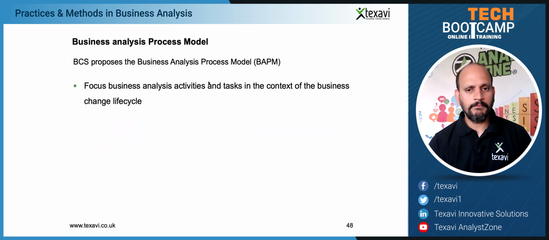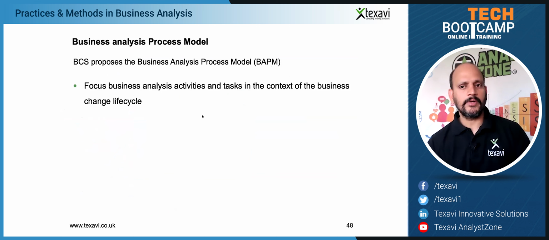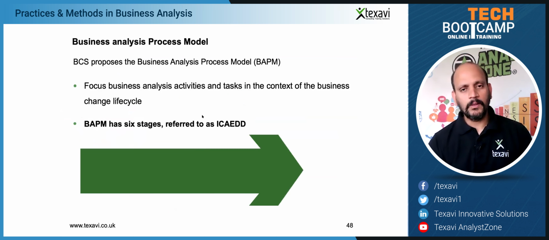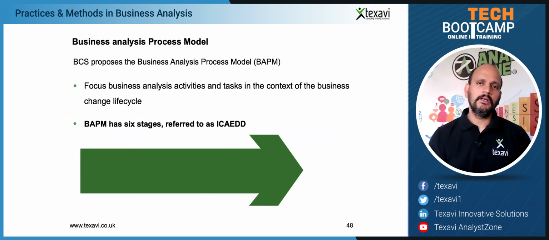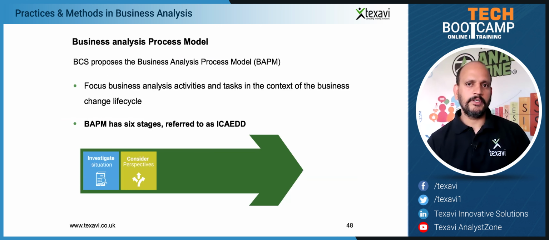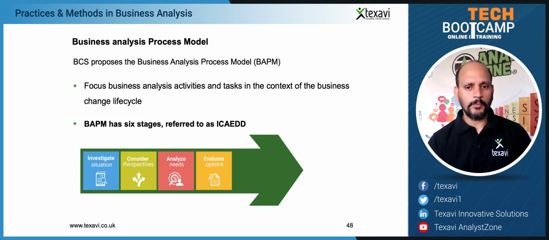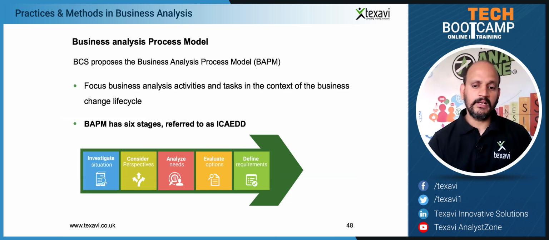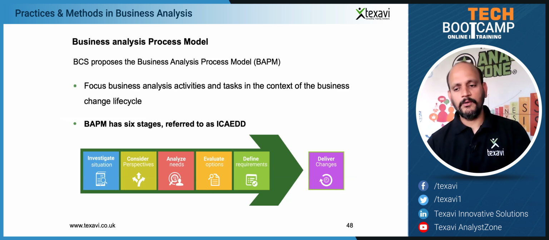So the BCS proposes a similar model, what we call the business analysis process model, and it actually drives the whole thing. I think we did talk about it during the definition of business analysis in the first session. It has six different stages: investigate situation, which is the discovery phase; consideration of perspectives, the stakeholders; analysis of needs, coming from the point of view of opportunities, using different tools and techniques; evaluation, coming up with a business case; define requirements, or you can say specify and communicate, in the form of user stories or whatever. And then finally you deliver the change.